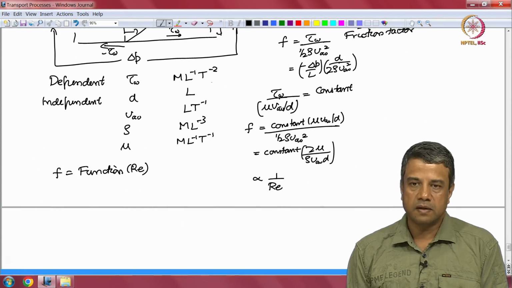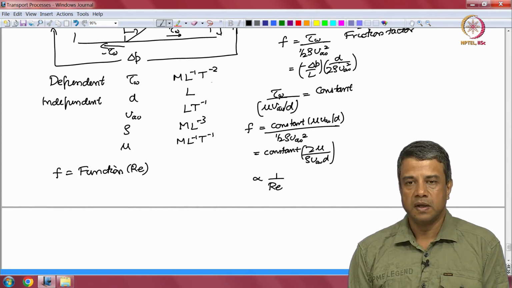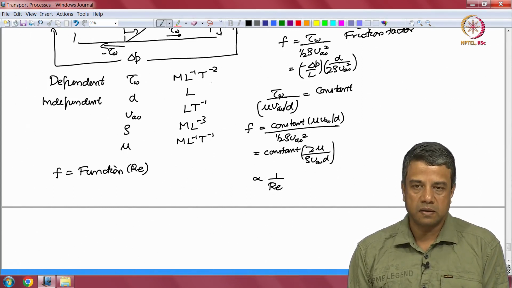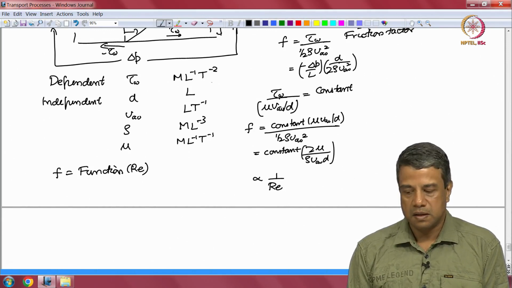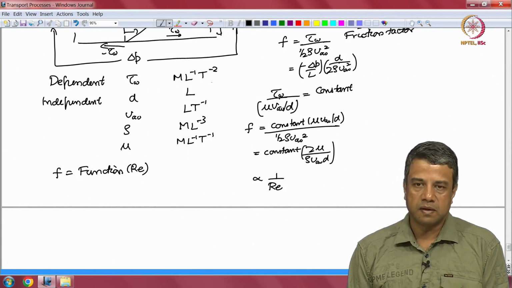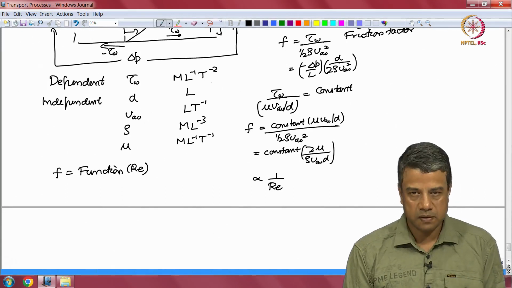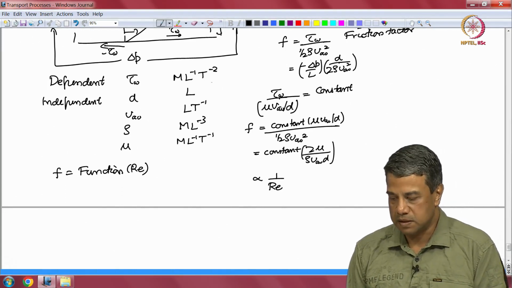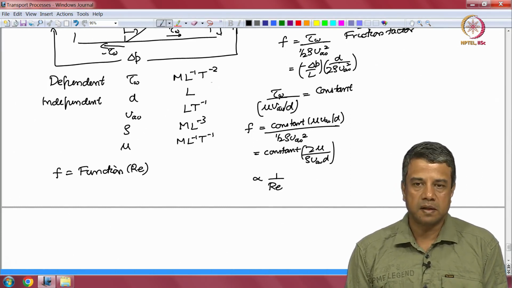In the limit of high Reynolds number, inertial effects are dominant. However, in the limit of high Reynolds number, there is something called transition to a turbulent flow. That is something we will discuss later in this course. When there is a transition to a turbulent flow, the friction factor has a more complicated dependence on the Reynolds number.